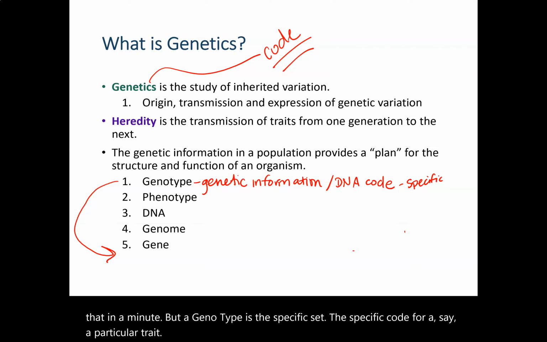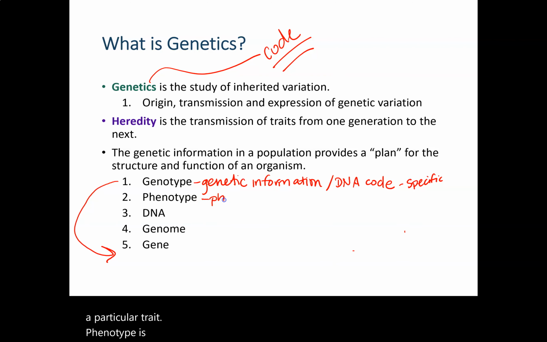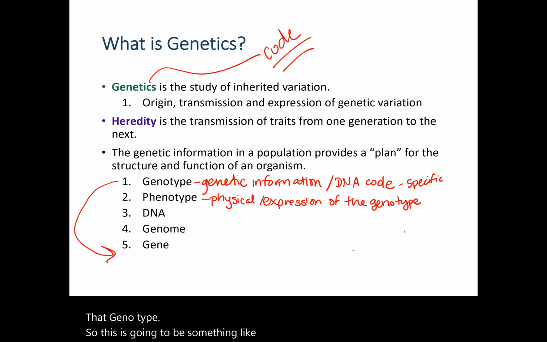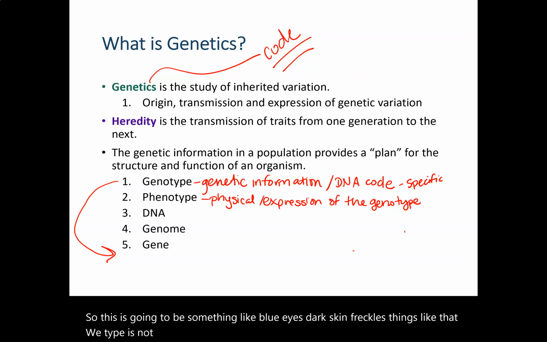Phenotype is the physical appearance or the outward expression of that genotype. So this is going to be something like blue eyes, dark skin, freckles, things like that. Phenotype is not necessarily a physical characteristic that you can actually see.